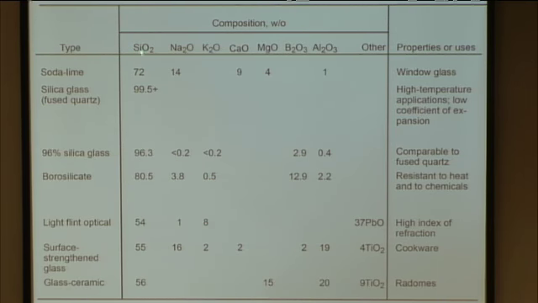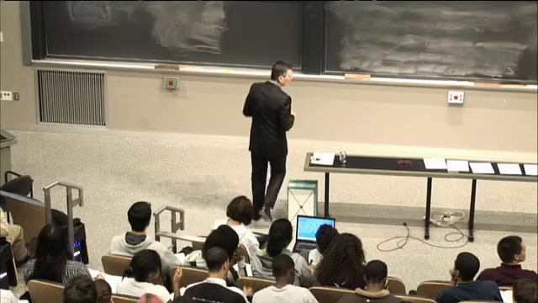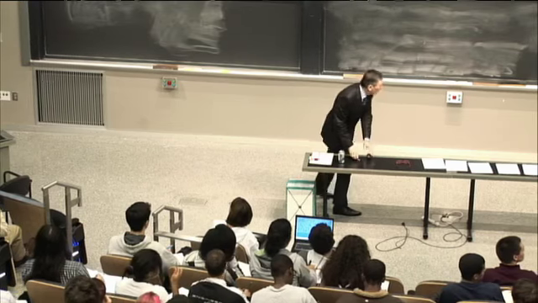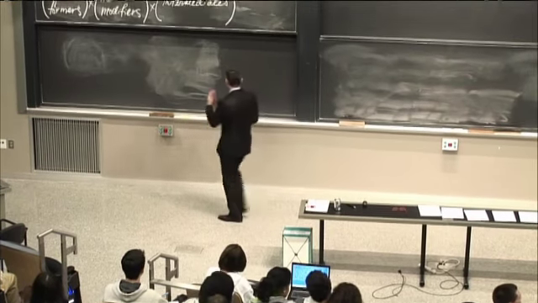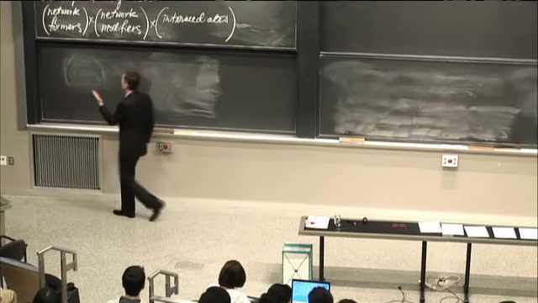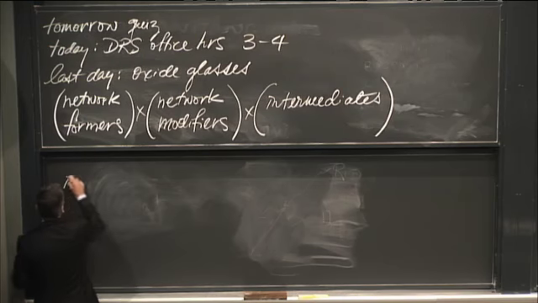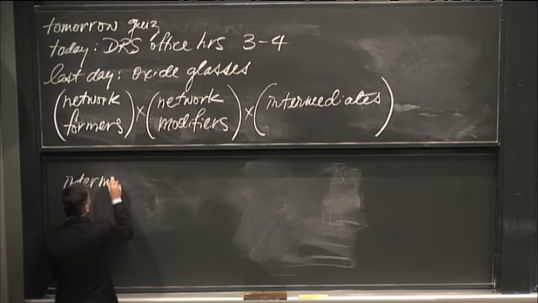Silica is group 4 or 14, if you want to use the modern notation. Sodium is group 1, calcium, magnesium, group 2. Alumina is group 3. And it's sort of halfway in between. It's amphoteric. It can either be a former or a modifier. And in these instances, depending on how much modifier is present, alumina can act as an intermediate.